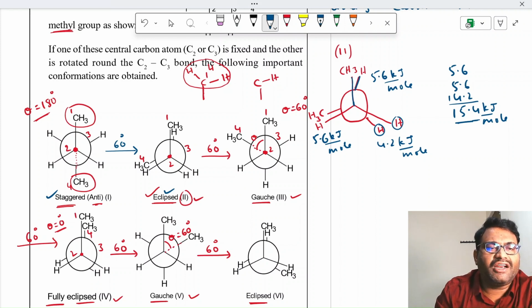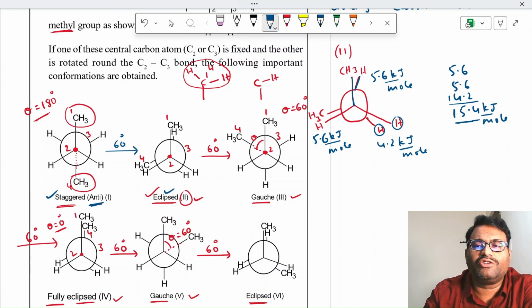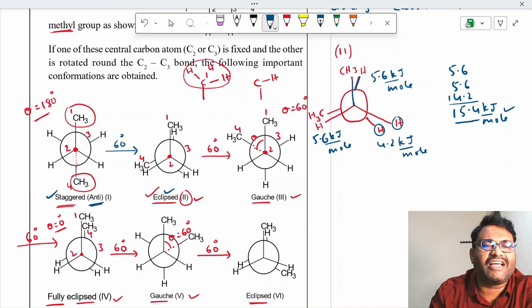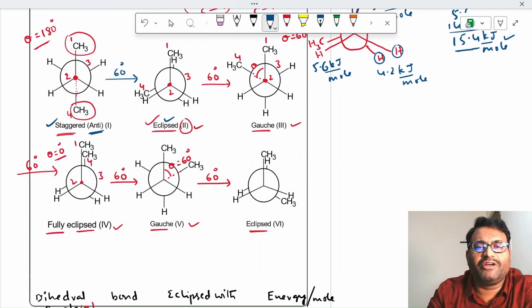So staggered or anti is the most stable one. Its energy is not equal to 0. We cannot consider the energy possessed by the staggered form to be 0. It will possess some energy. When compared with the staggered, how much more energy does eclipsed possess? Eclipsed possesses 15.4 kilojoule per mole greater than that of the staggered form. Okay. So next, coming to the gauche form.